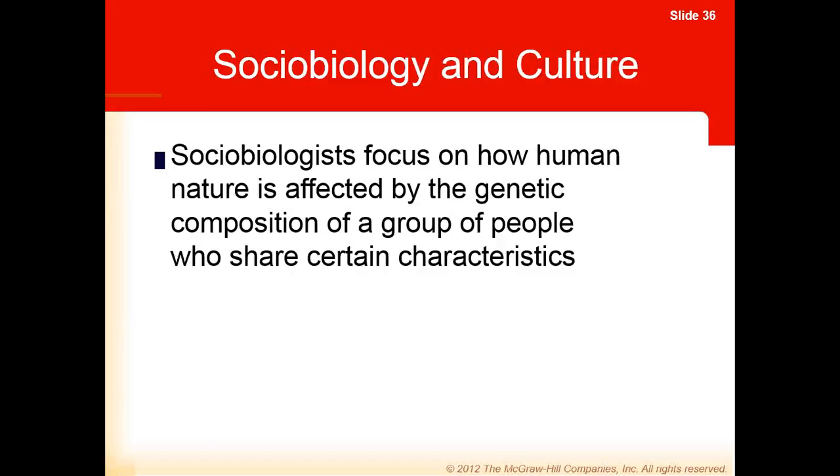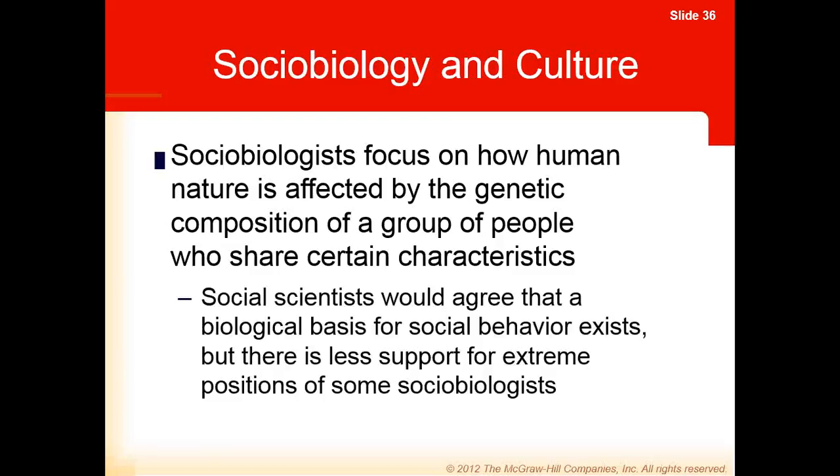So they're focused on how human nature is affected by the genetic makeup of people who share characteristics. Sociobiologists, for a lot of other social scientists, may be going too far. There is a biological basis for social behavior. I don't think any sociologist would dispute that. But the idea that all of our cultural traits will be located within some gene, some combination of genetic makeup, there's not nearly as much support for those ideas.